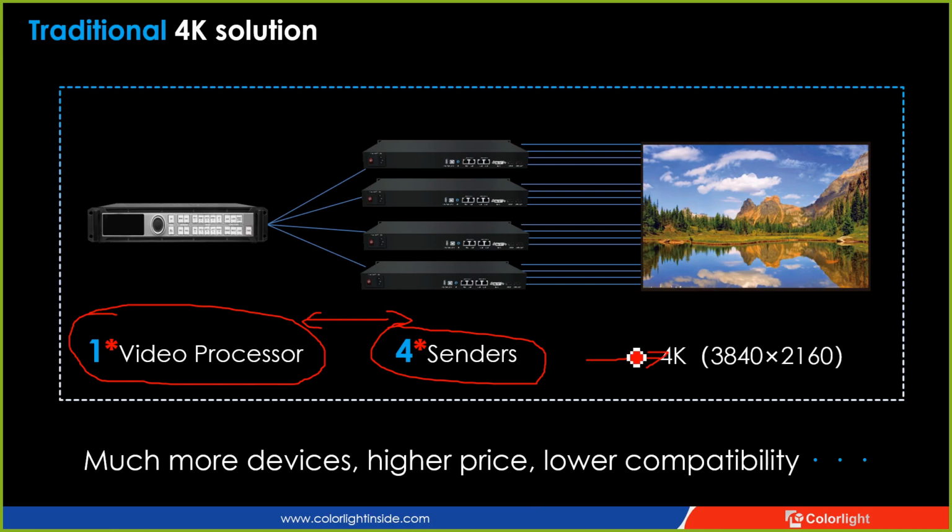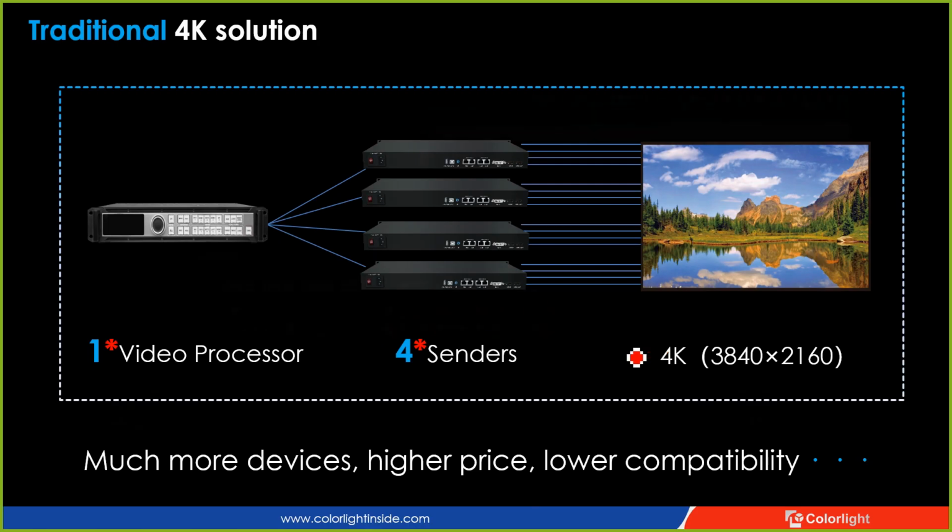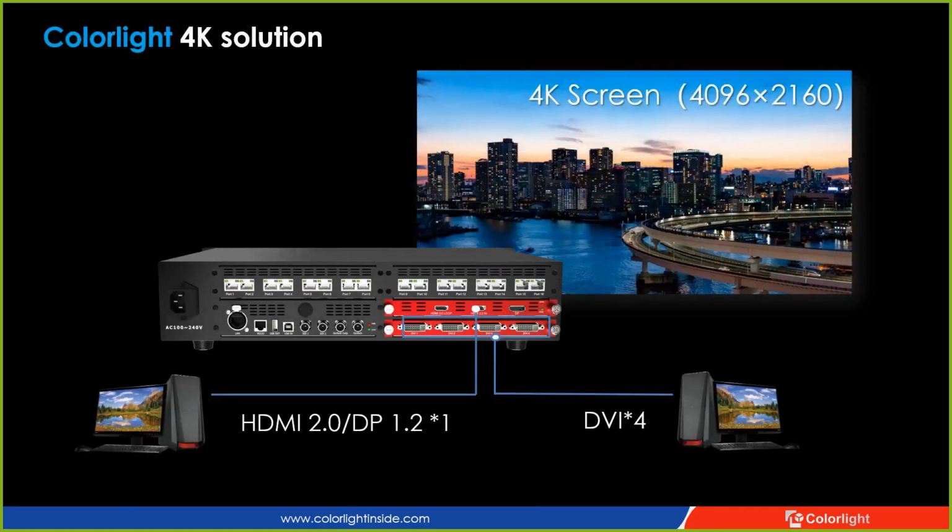Let's see what we can do with the X16. One device to make the 4K LED screen. We provide the HDMI 2.0 and the DP 1.2 or 4x-DVI input. So with the X16, you don't need to buy any more devices than one unit of X16. It makes things easier and makes troubleshooting much easier than before.